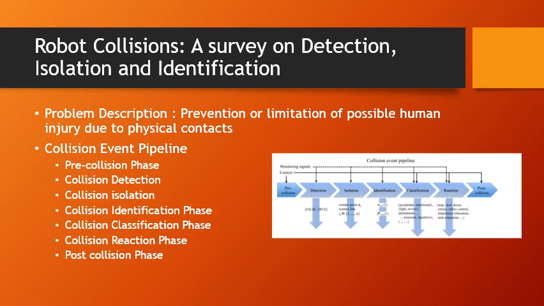In the collision reaction phase, to define better reaction strategies, methodologies such as stop, slow, reflex control, impedance, and task relaxation can be used. In the post-collision phase, autonomy is enabled in the robot's decision making after a collision. It is not purely control-based; implications such as artificial intelligence are commonly used.